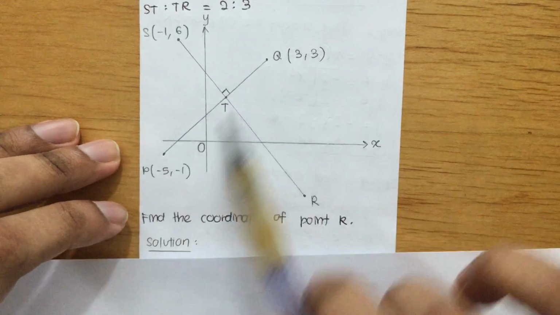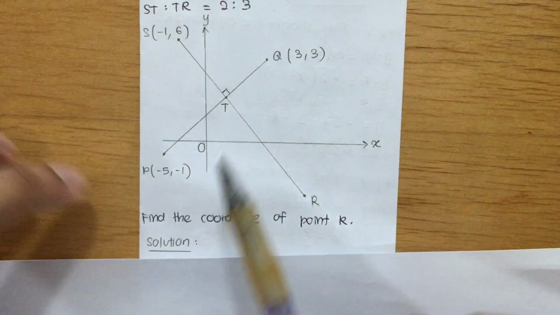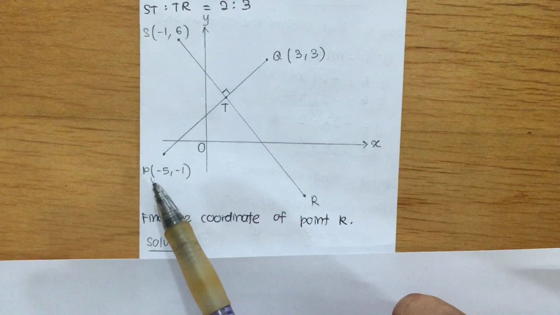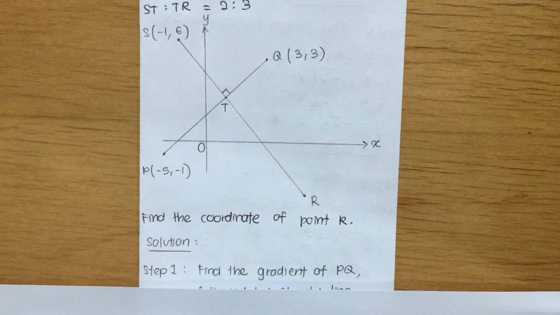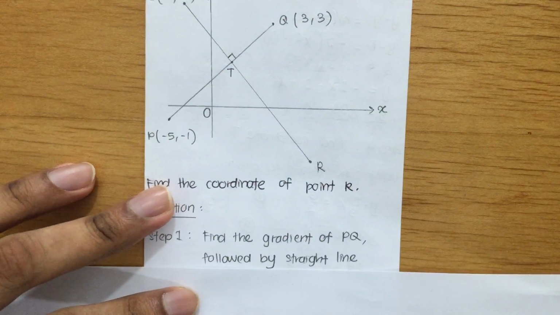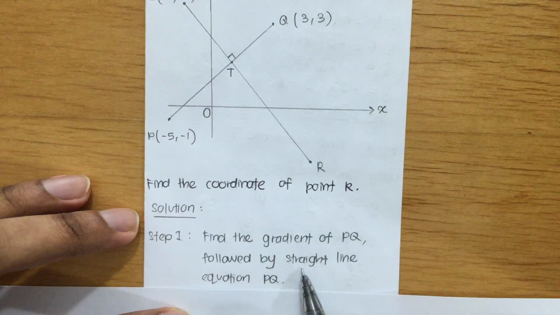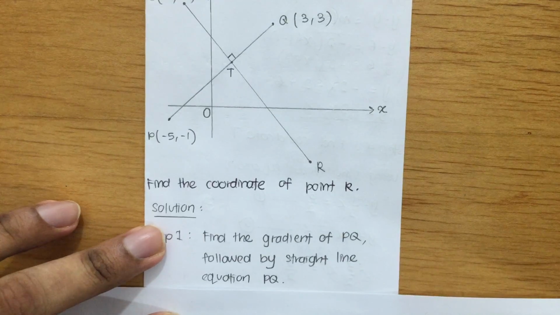So from here, we can find the gradient of the graph. And once we find the gradient, we can immediately form the equation of the straight line PQ. So that will be our first step guys. Step 1 will be find the gradient of PQ followed by straight line equation PQ. Once you form the gradient, you need to form a straight line equation. So let's calculate the gradient of PQ guys.